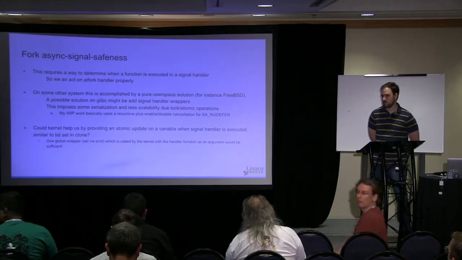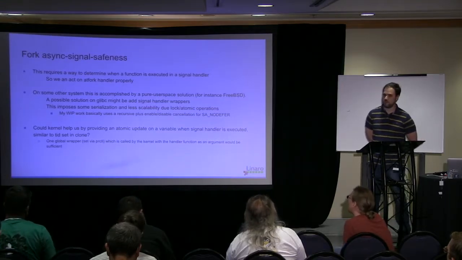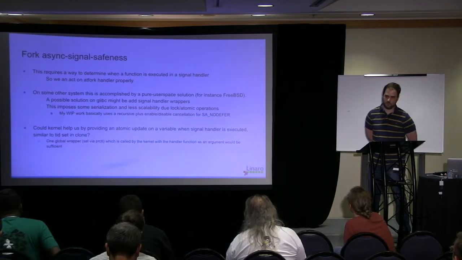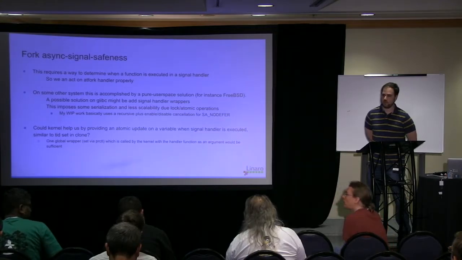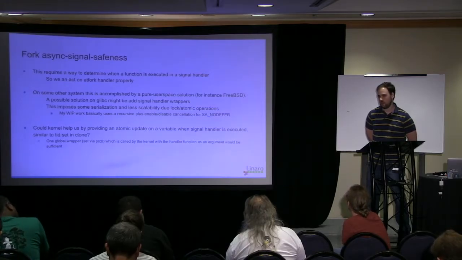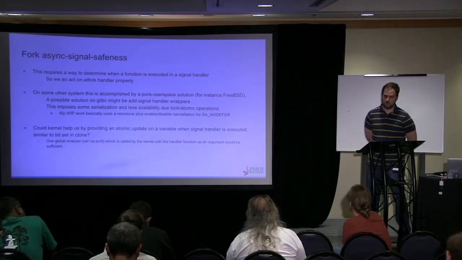So wait, what exactly do you need for this? One thing is we need to save and restore our null when a signal handler is executed. So one thing we can do is wrap the signal handling in user space and handle all the race conditions that might occur. Or we can ask the kernel to do this job for us.